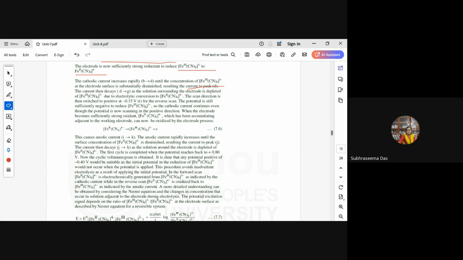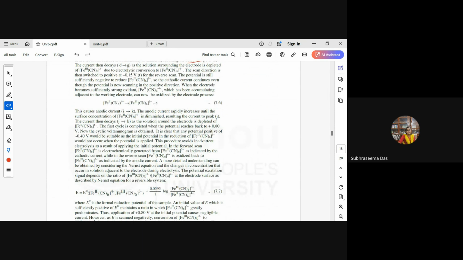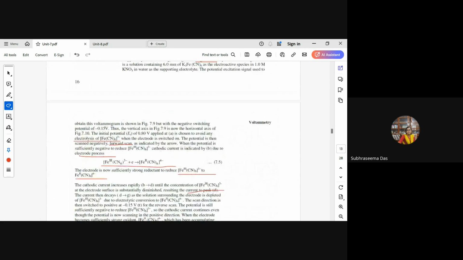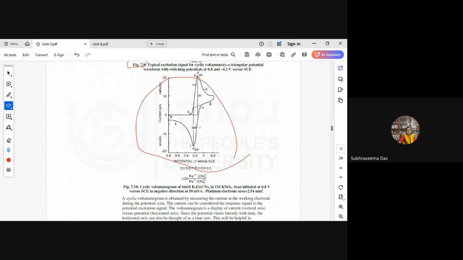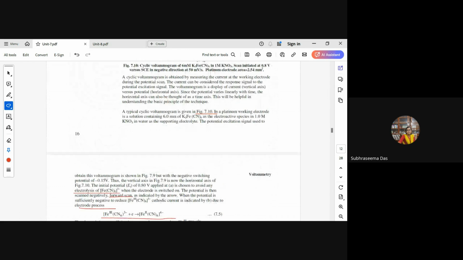However, in the forward scan, the Fe(CN)6 4- that is electrochemically generated is indicated, and in the reverse scan, the Fe(CN)6 4- oxidized back to Fe(CN)6 3- is indicated by the anodic current. So this is from the voltammogram. If we look into the voltammogram of figure 7.10, both the anodic current and the cathodic current have been clearly shown.